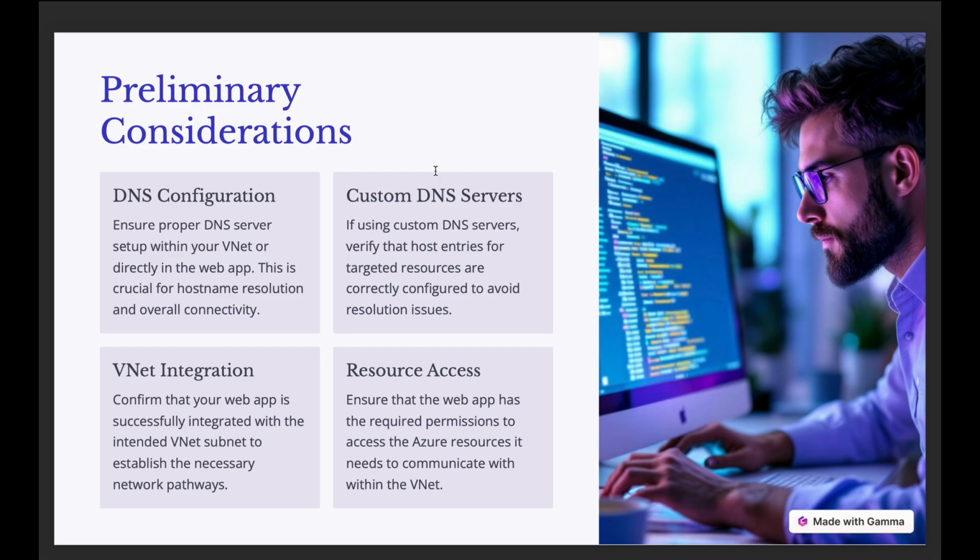Next is custom DNS servers. We need to verify that the host entries for the target resources which we are trying to access are configured correctly to avoid any resolution issues. Next, we need to check that the VNet integration is successfully done with your web app. And the last being resource access, to ensure that the web app has the required permissions to access Azure resources. It needs to communicate within the VNet. So to cover this slide, I'll move to the Azure portal and see this configuration in detail.